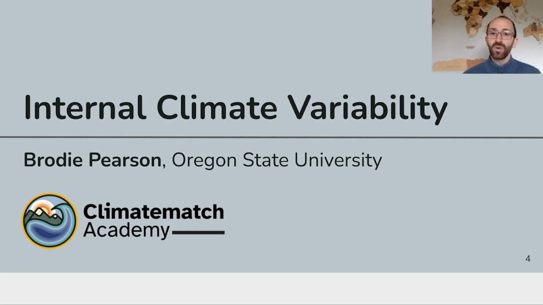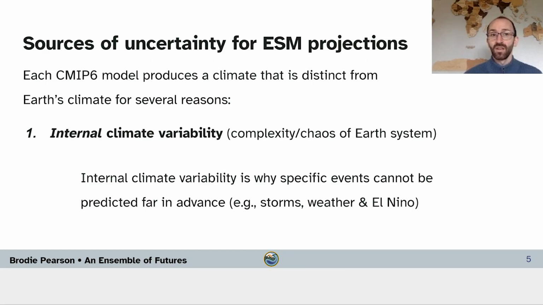So in this tutorial, we're going to introduce a specific type of climate model ensemble that can be used to understand and quantify internal climate variability. Now we know that the simulated climate in any of the CMIP6 models or other climate models that we use is not exactly the same as Earth's climate for several reasons that we're going to talk about today.